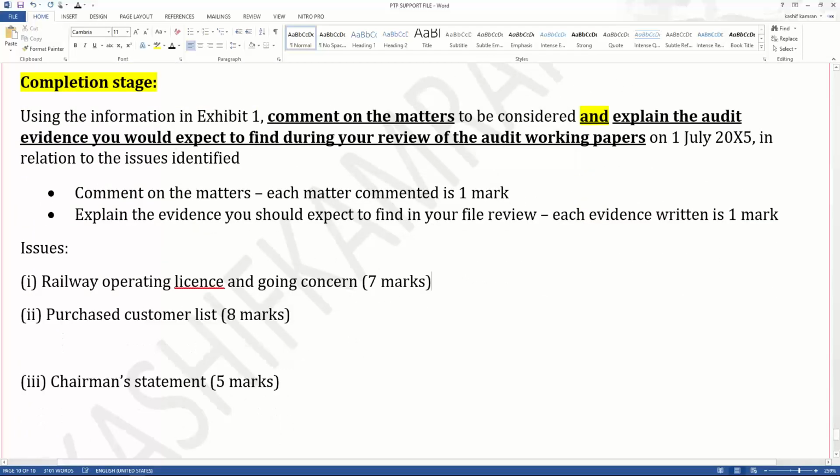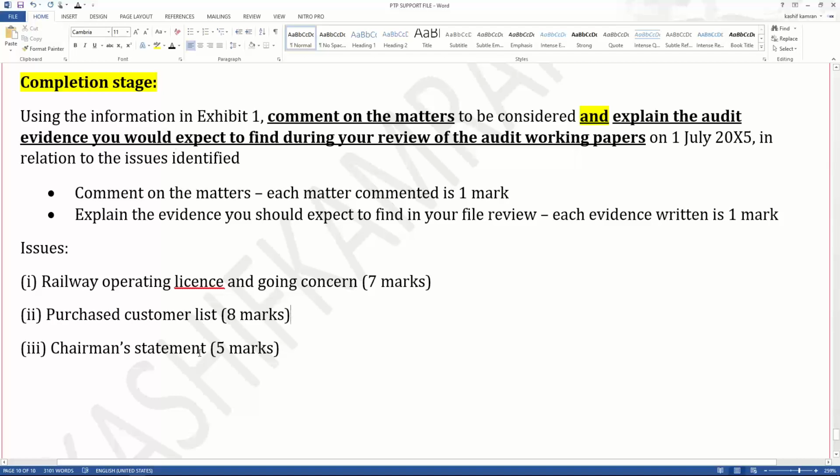For every issue, we will read the case study, comment on the matters, and explain the evidence. Obviously, I will not do all 3 with you in the live class, but I will start and you will end, because we still need to do another question from the December 20 paper. So that's the first one, right?